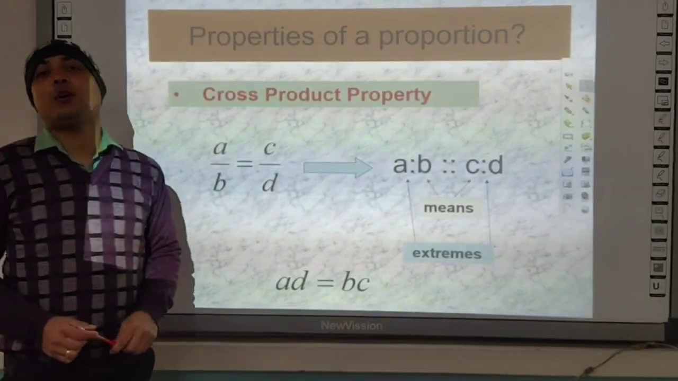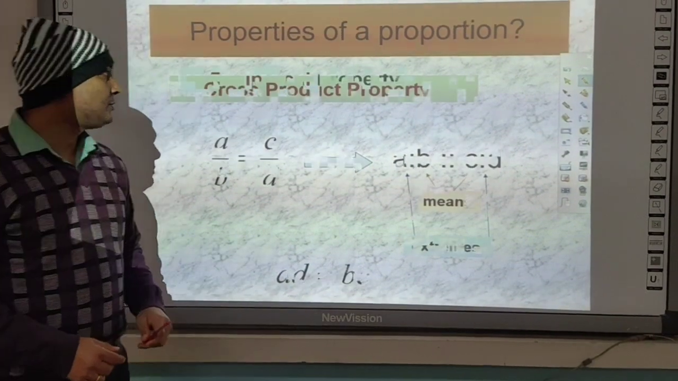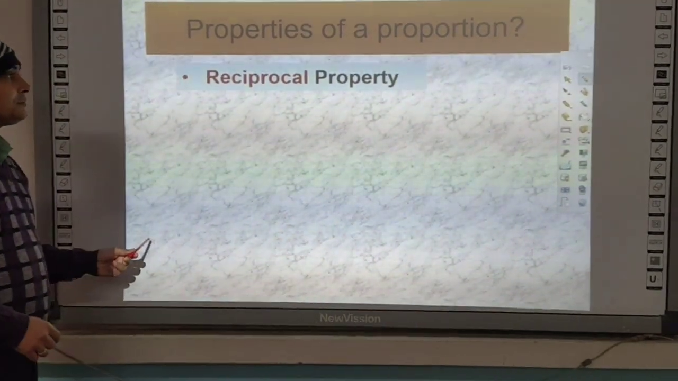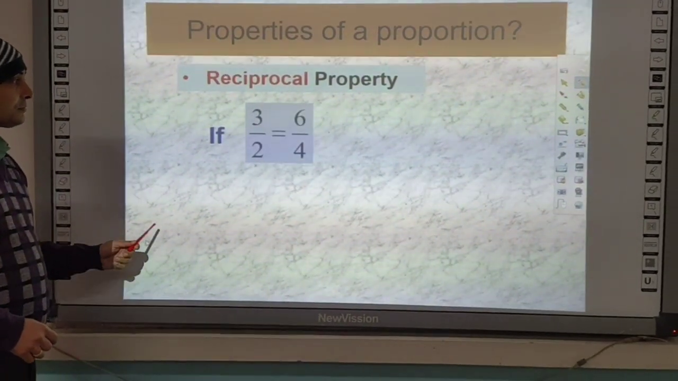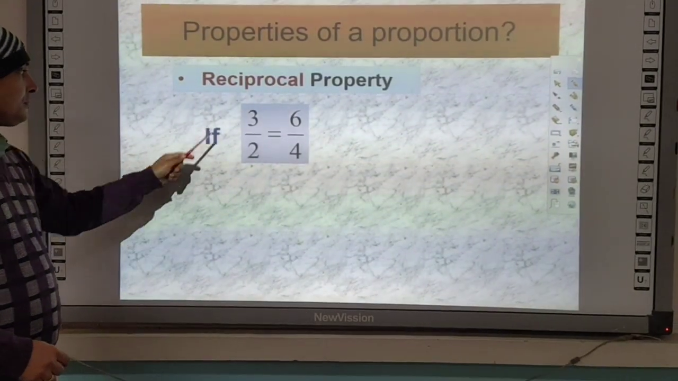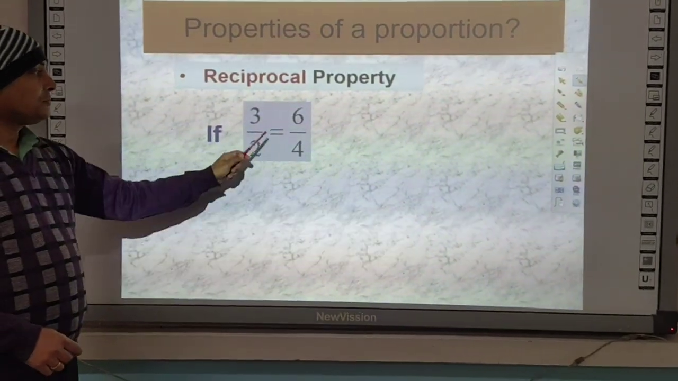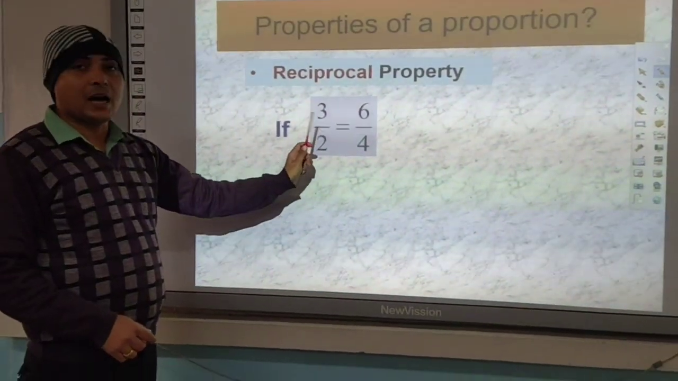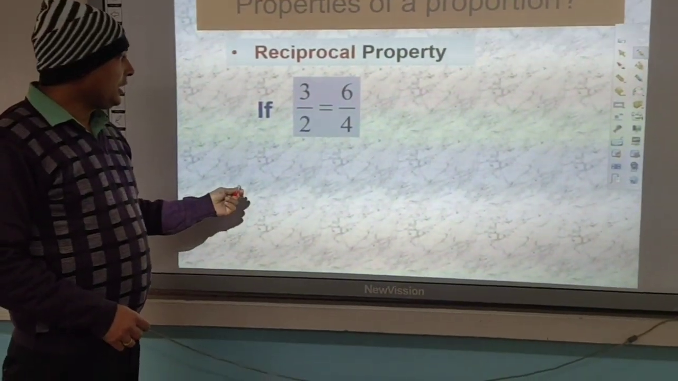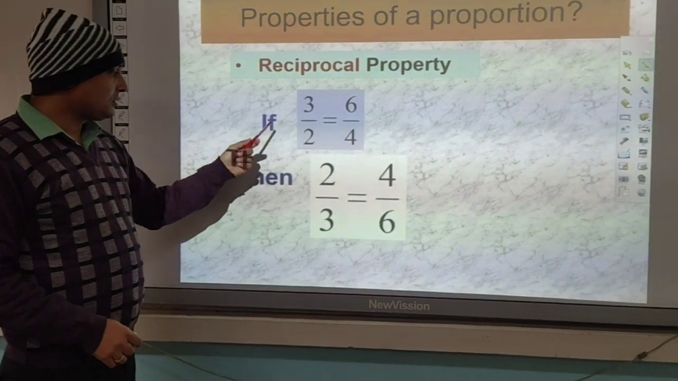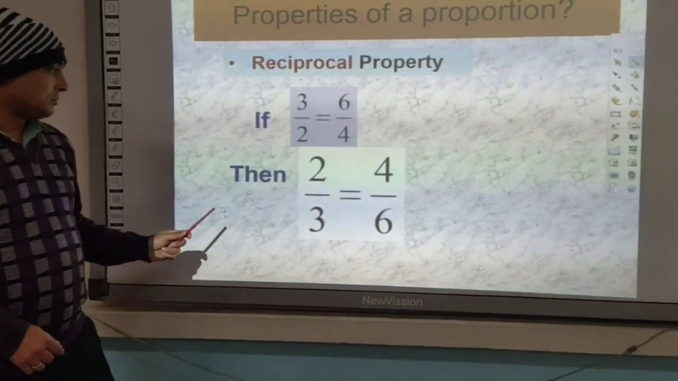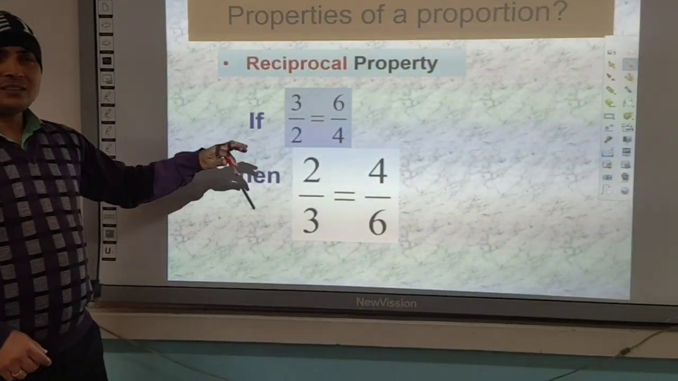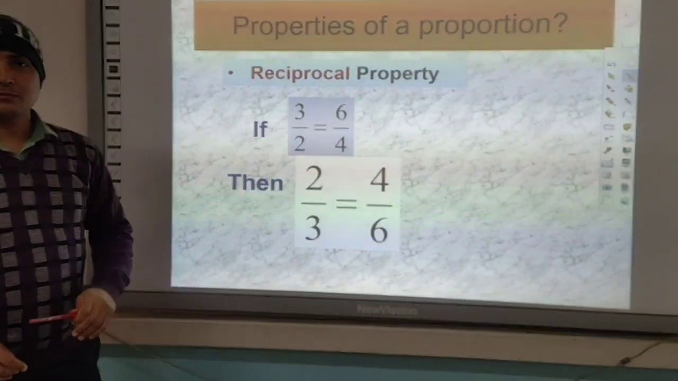Now we will take one example. 3 by 2 ratio is equal to 6 by 4, means they are in proportion. If you multiply them cross, the products are equal. Then I have written the reciprocal.